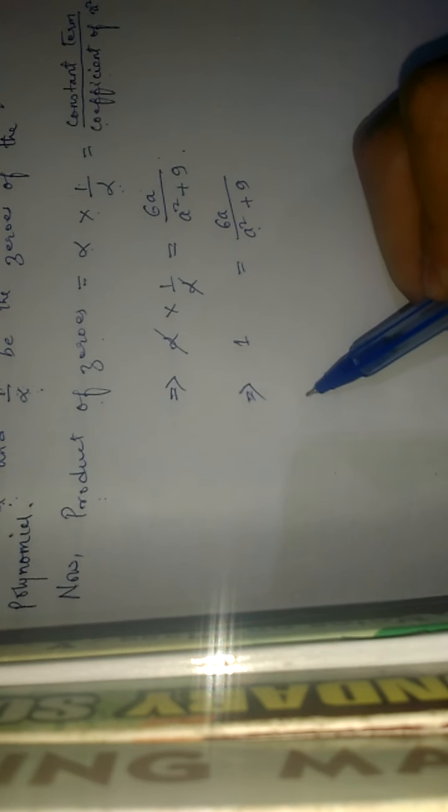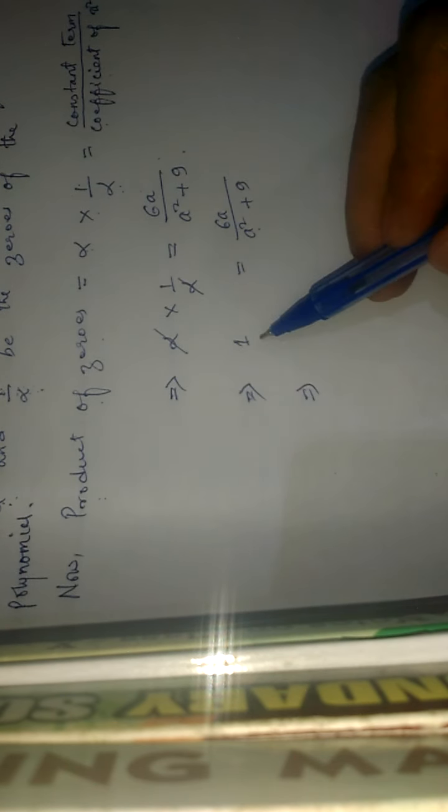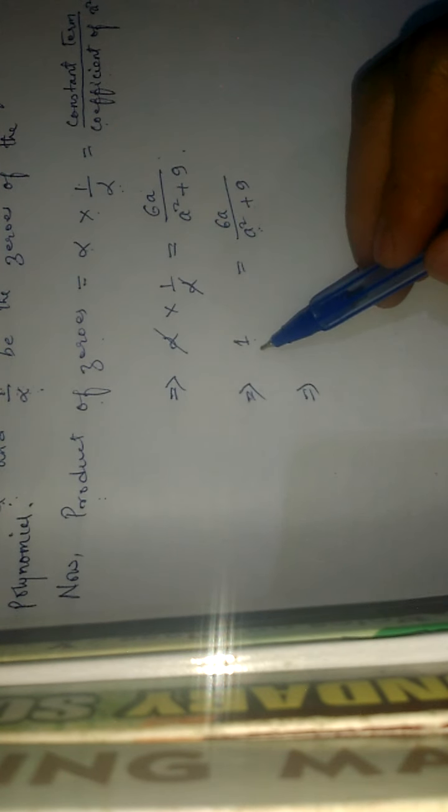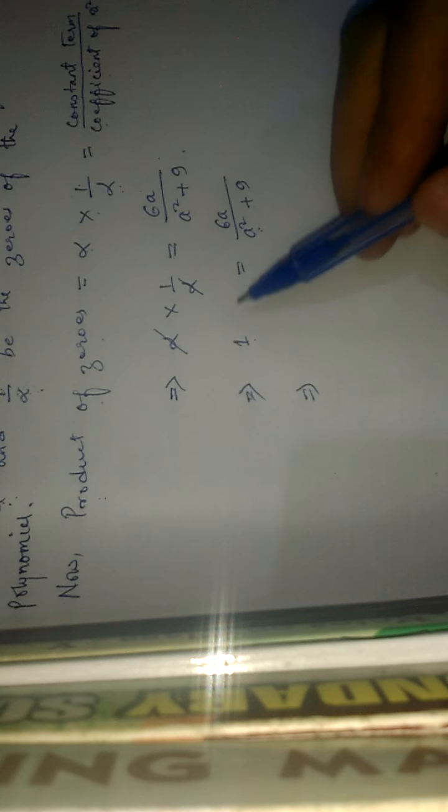So here you have to multiply this 1 and a square plus 9. Why should we do 6a square plus 9 to the left side of equal to, since here it is divide, on the right side it will be multiply. 1 multiply a square plus 9 equal to 6a. Again, 1 is the multiplicative identity.